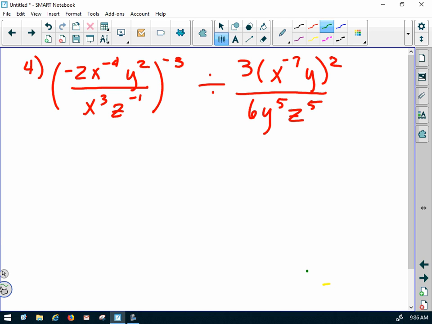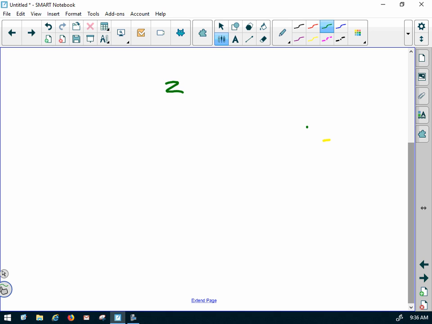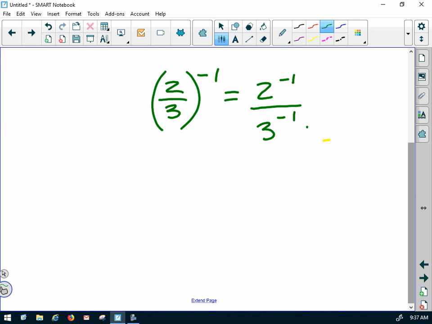Can I tell you that there might be an easier way for you to do it? What if I gave you 2/3 to the -1 power? Well, no, 2/3 to the first power, but let's look. That would be 2 to the -1 power divided by 3 to the -1 power.